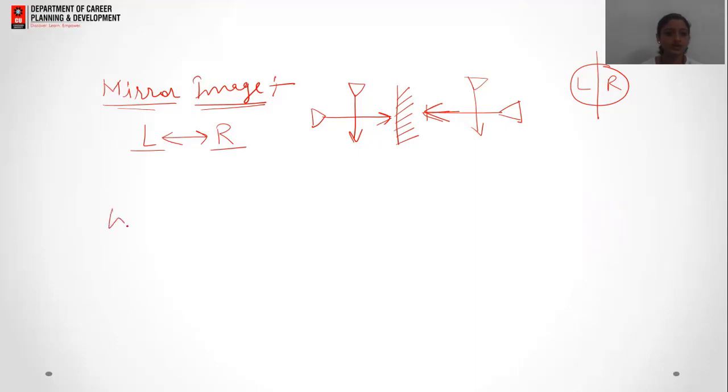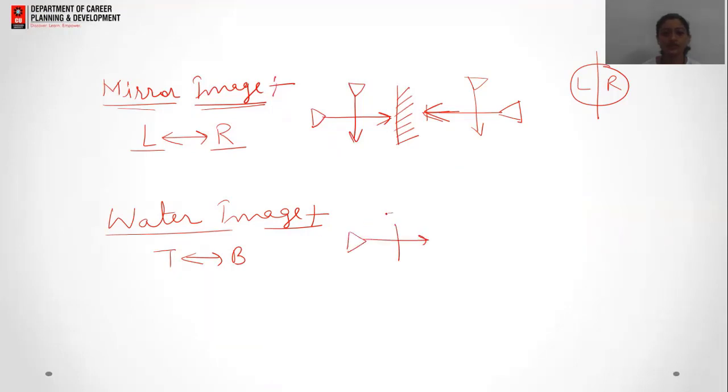Now in water image, there is an effect on top and bottom. Top becomes bottom and bottom becomes the top of the given image. If we take the example of the same image, let's suppose that water is on this side, then what will be the water image of the given image? In the water image, the top side becomes the bottom and the bottom side becomes the top.